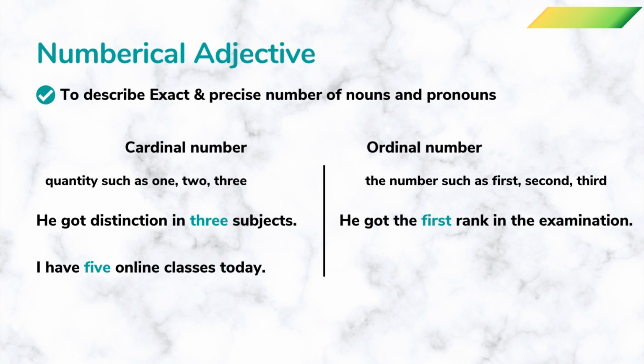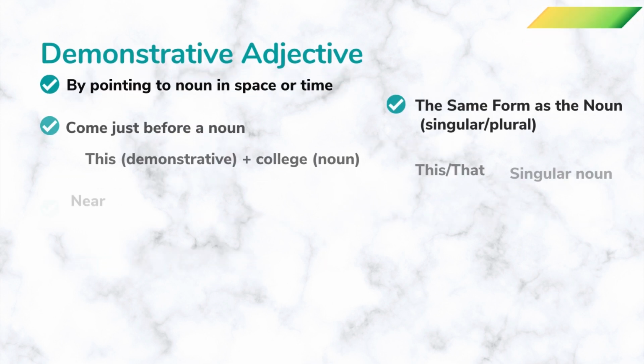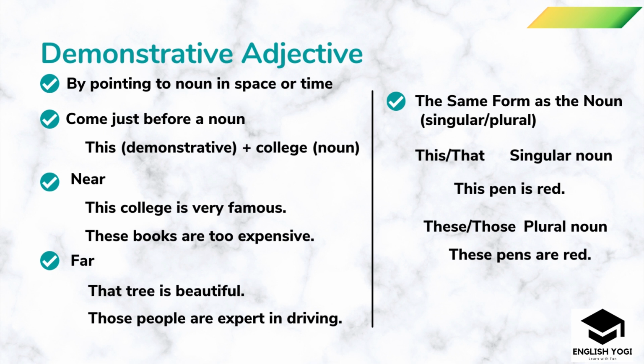So these are the basic differences between numerical adjective and quantitative adjective. Again, we have to discuss the demonstrative adjective. If you try to understand the meaning of demonstrative, we can easily understand it. What is a demonstrative adjective? It is an adjective that points to a noun in space or time. As we have discussed in one of our earlier videos, this, that, these, those, you can check in the description. So coming to the point, what are the rules about demonstrative adjectives?